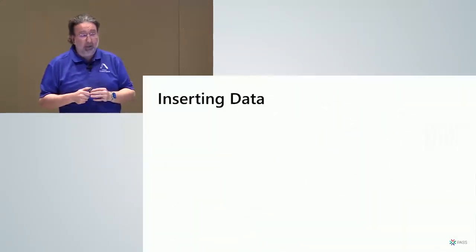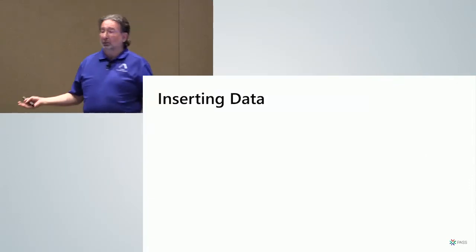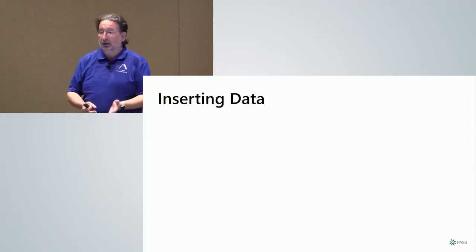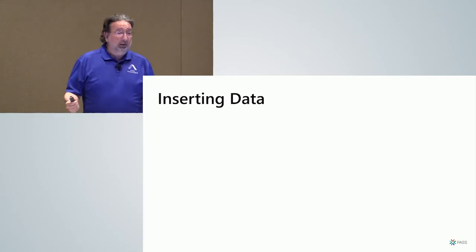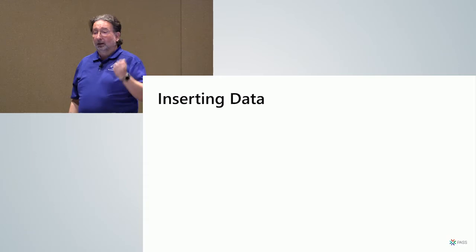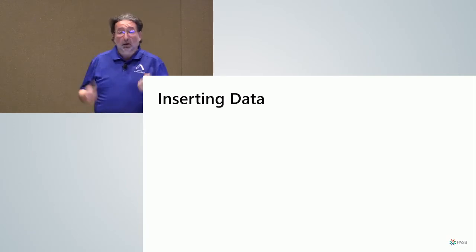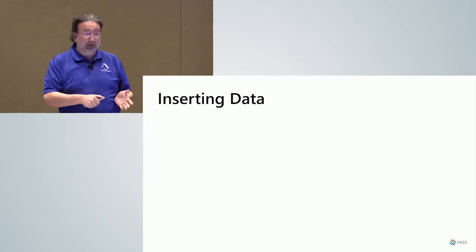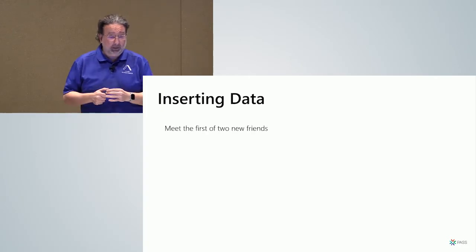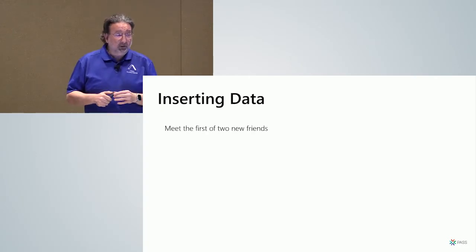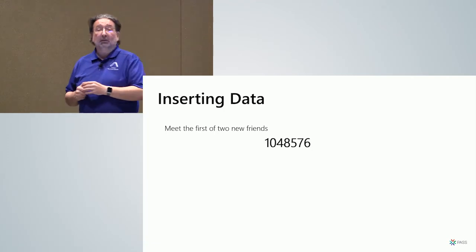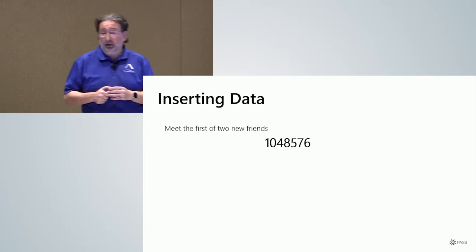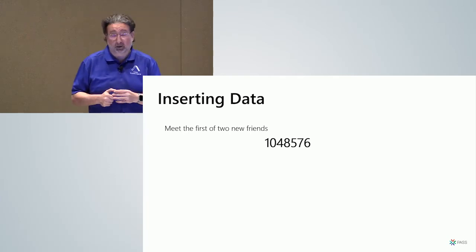So, inserting data. It's always what happens at the beginning. We have to get data into our database before we can use it. Columnstore is the first storage format in SQL Server where it has very different results on how it does something depending on how it's inserted. And meet the first of your 2 new best friends, which are numbers. It's 1,048,576. And I apologize up front because I will be repeating this number about 50 times during this talk.